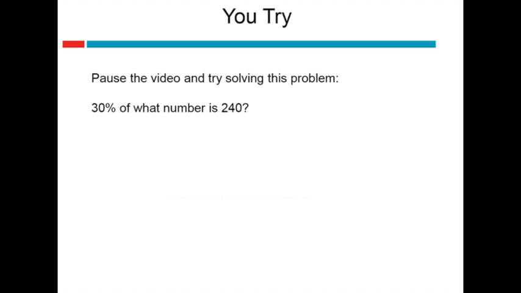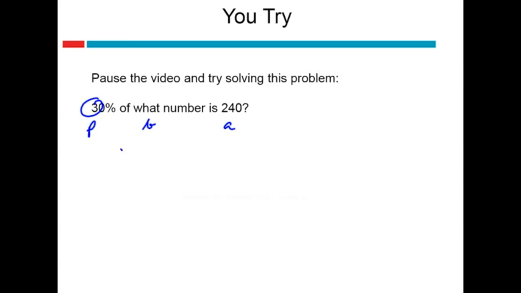Okay, so we have 30% of what number? So this is another case where the base is missing. So 30 is our percent number. Of the base, we're going to look for the base, and 30% of that number is 240. So our amount is 240.